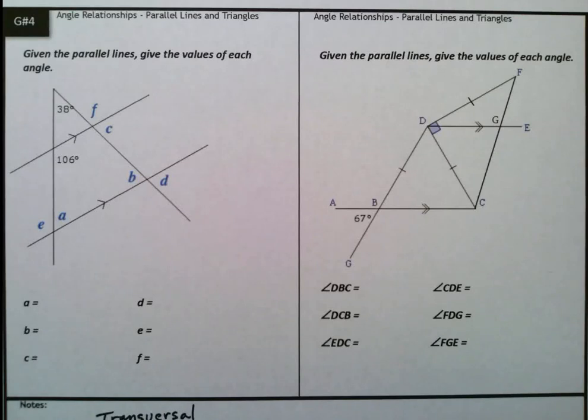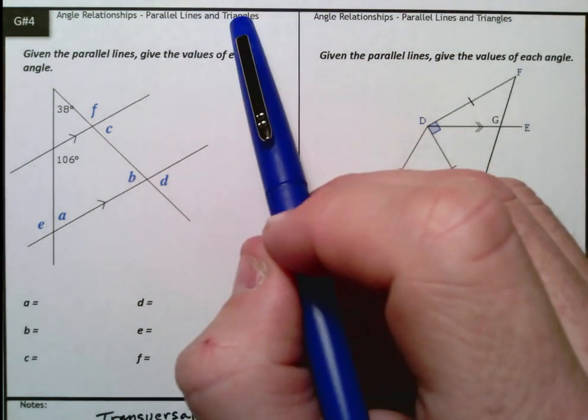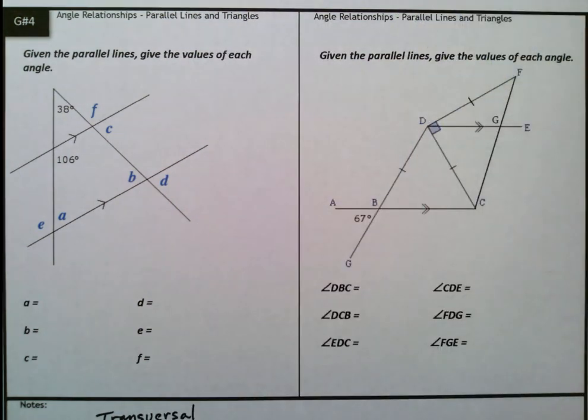Okay, this video is going to walk you through target number 4 of the geometry review. It's going to focus on two things, parallel lines and triangles, and all the relationships of angles that happen between them. So for starters, let's go to the lower half of your target packet and fill in the notes that go down below.